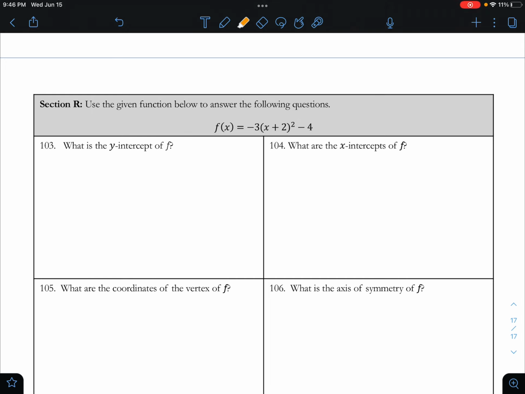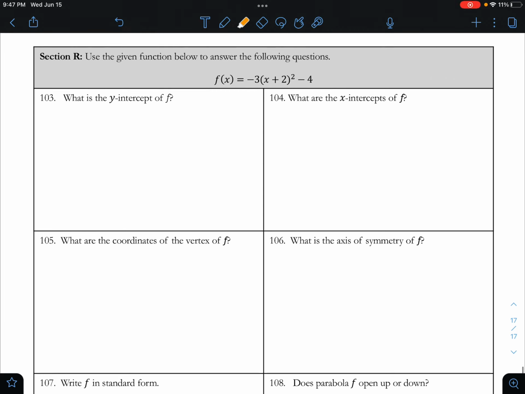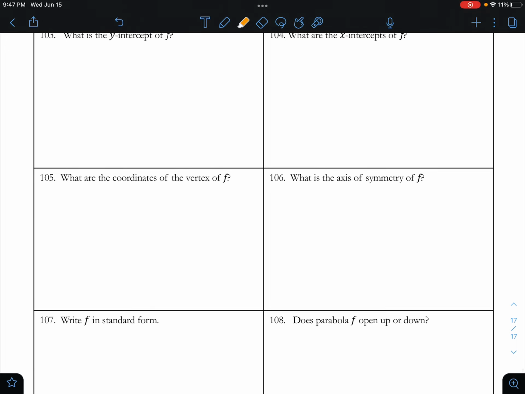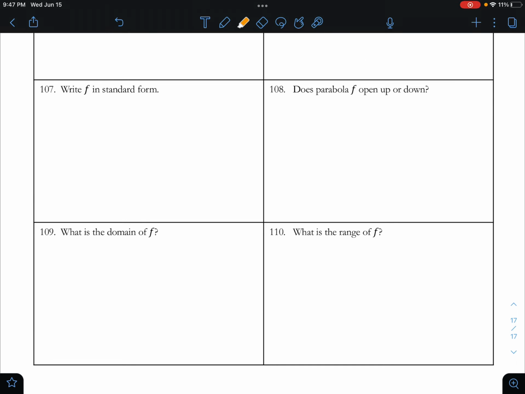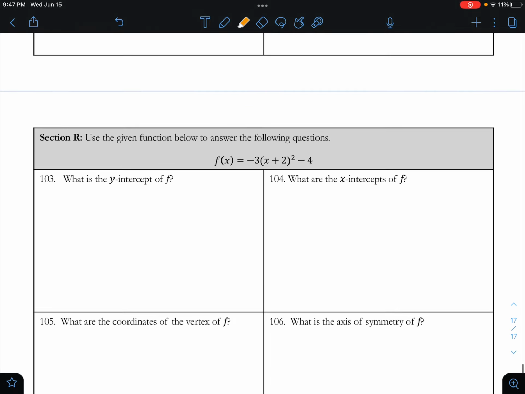So let's jump in. Use the given function below to answer the following questions. f of x is equal to negative 3 times (x plus 2) squared minus 4. And the questions that have to be answered are: what is the y-intercept of f of x? What are the x-intercepts of f of x? What are the coordinates of the vertex of the function? What is the axis of symmetry? Write the function in standard form. Does the parabola open up or down? And what is the domain and range of f of x?